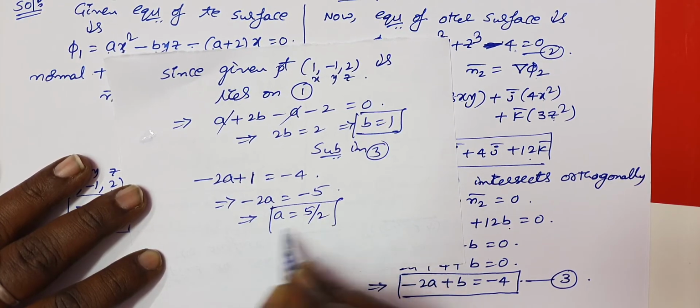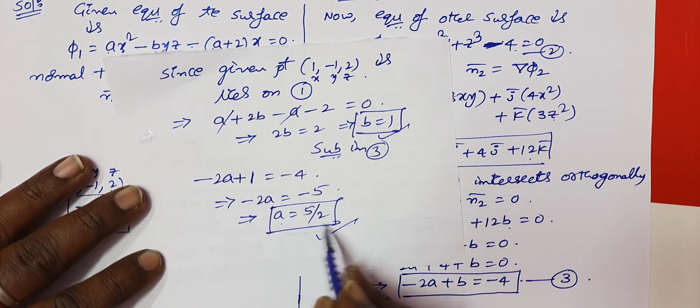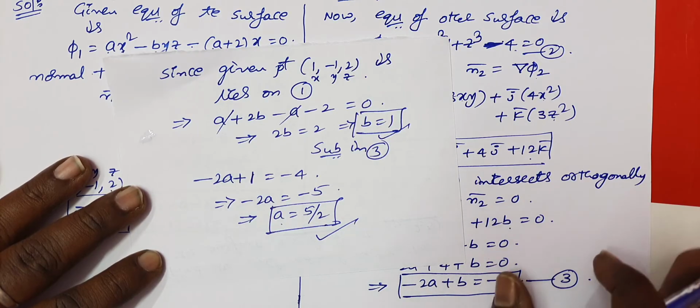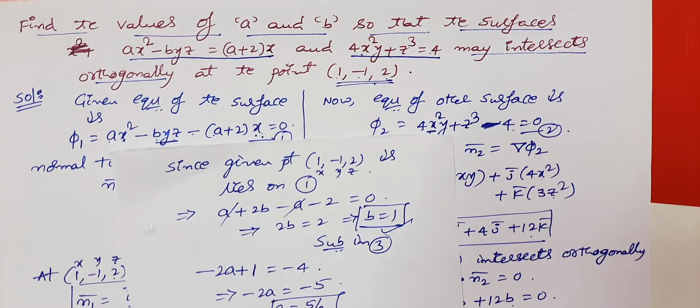In this way we can get both values of a and b. The b value is 1 and the a value is 5 by 2. For these values only, the given two surfaces intersect orthogonally. See the next problem.